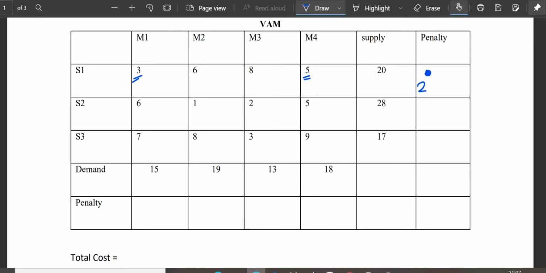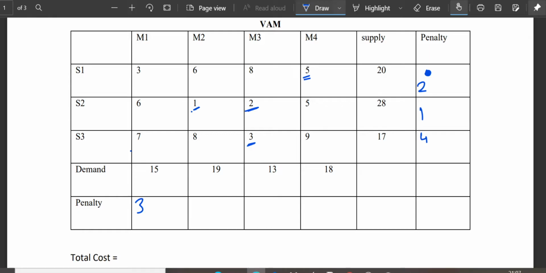Come to the second row of S2. The minimum is 1, next minimum is 2. So the difference is 1. So penalty will be 1. Come to S3. Minimum is 3, next minimum is 7. So 7 minus 3, 4. So my penalty would be 4. Now come to the column side. Come here, M1. For M1, the minimum is 3. The next minimum is this 6. So the difference is 3. So I will be putting up 3 as the penalty for M1, right?